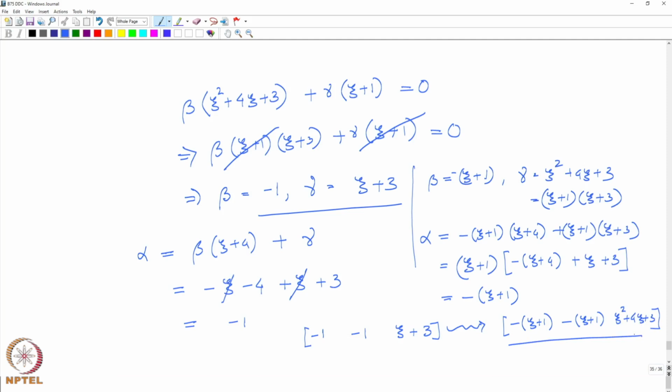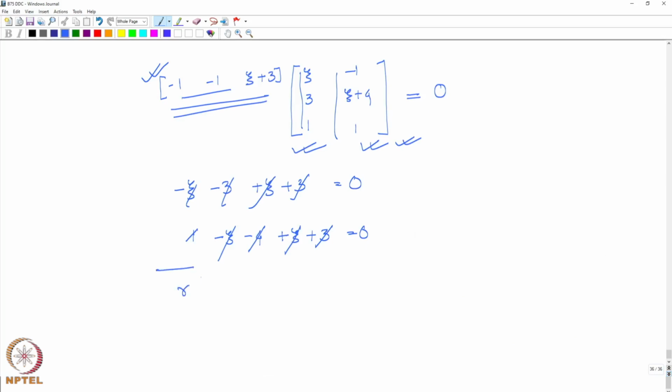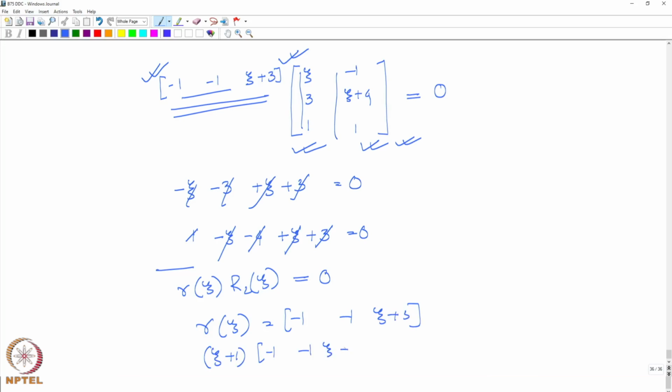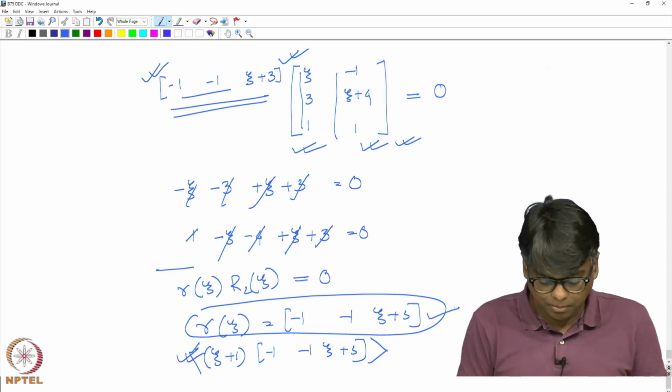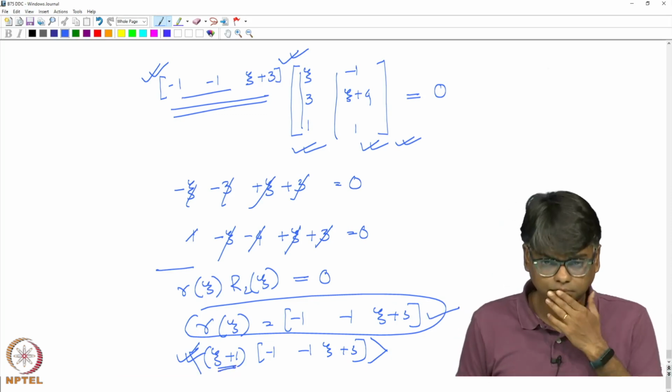This cannot be a maximal left annihilator, because of the property of any row vector R of xi that kills this R2 of xi, equal to 0. We have already checked that this is true. So, R of xi can be this vector, but my proposed maximal left annihilator was xi plus 1 out common, minus 1, xi plus 3. Can this R be in the module generated by this one? Of course not. How do you get R from this? You have to divide by xi plus 1. Division is not allowed in a polynomial ring. So, it is not there.